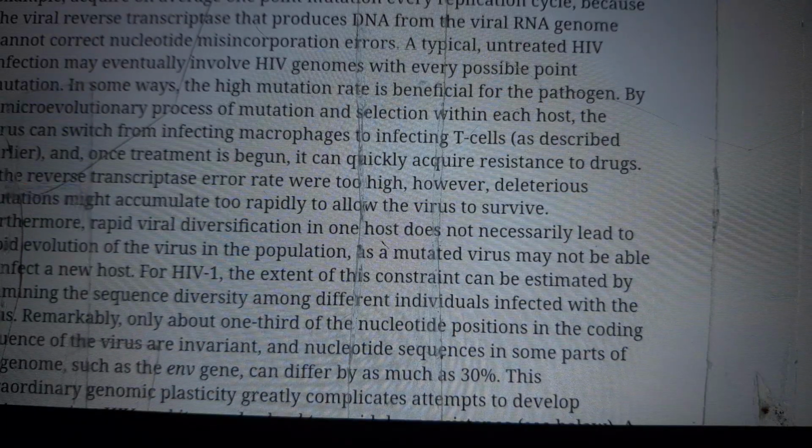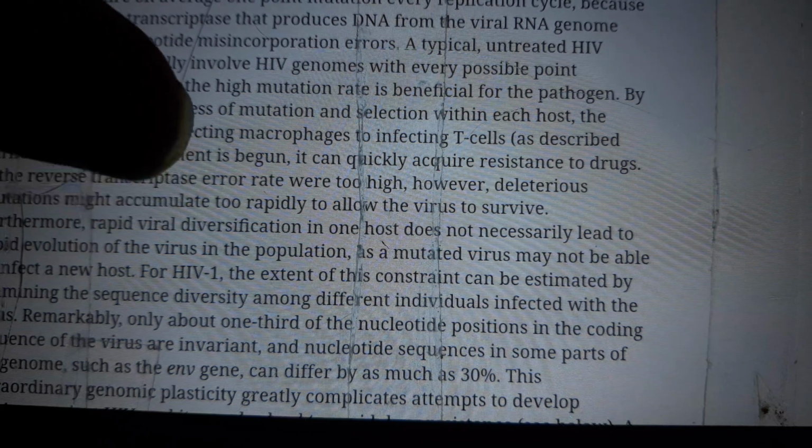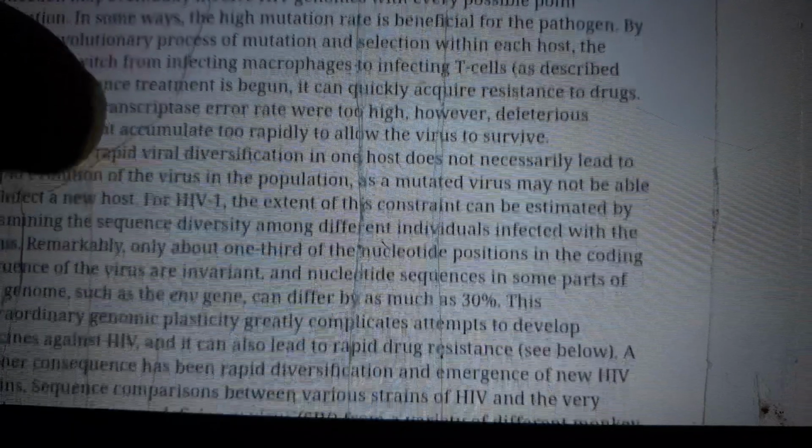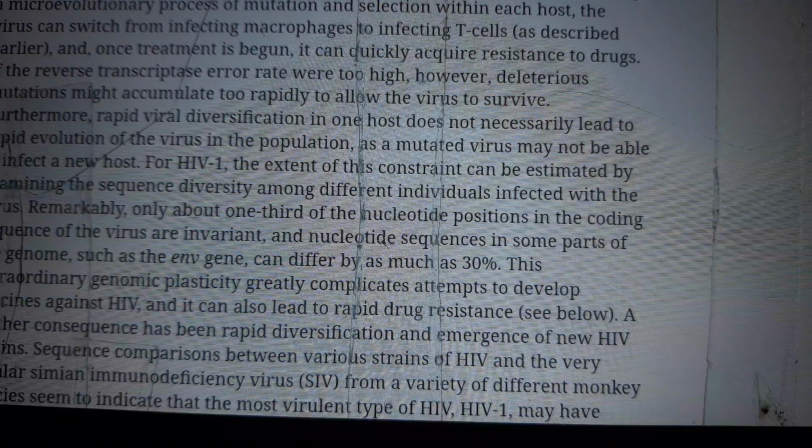A different type of antigenic variation occurs during the course of infection by viruses that have error-prone replication mechanisms. Retroviruses, for example, acquire an average of one point mutation every replication cycle because the viral reverse transcriptase that produces DNA from the viral RNA genome cannot correct nucleotide misincorporation errors. A typical untreated HIV infection may eventually involve HIV genomes with every possible point mutation.